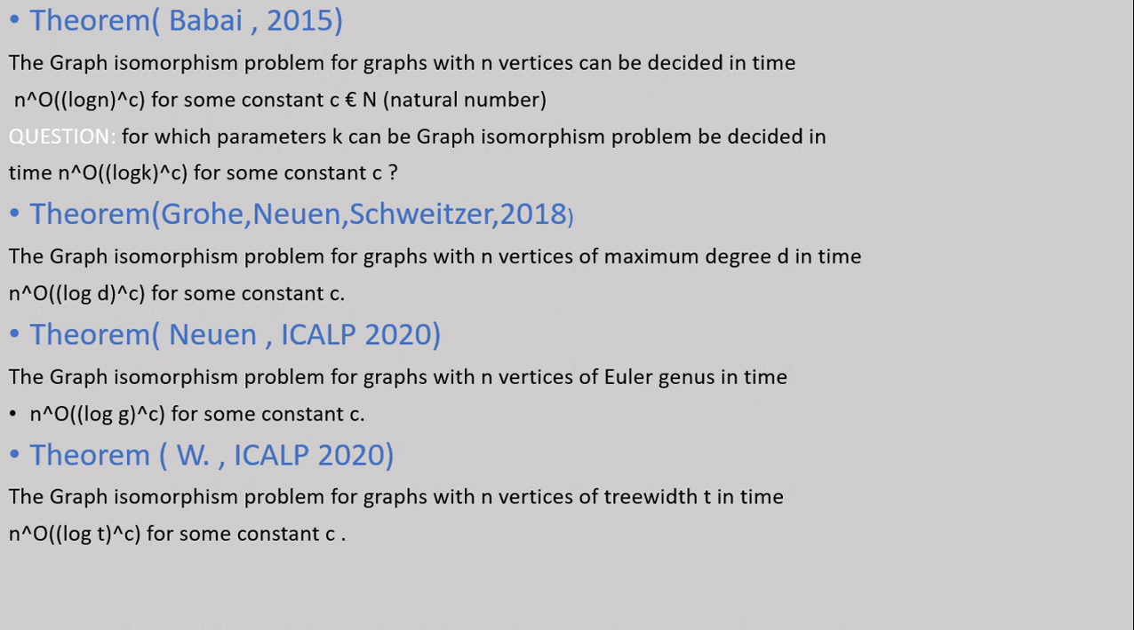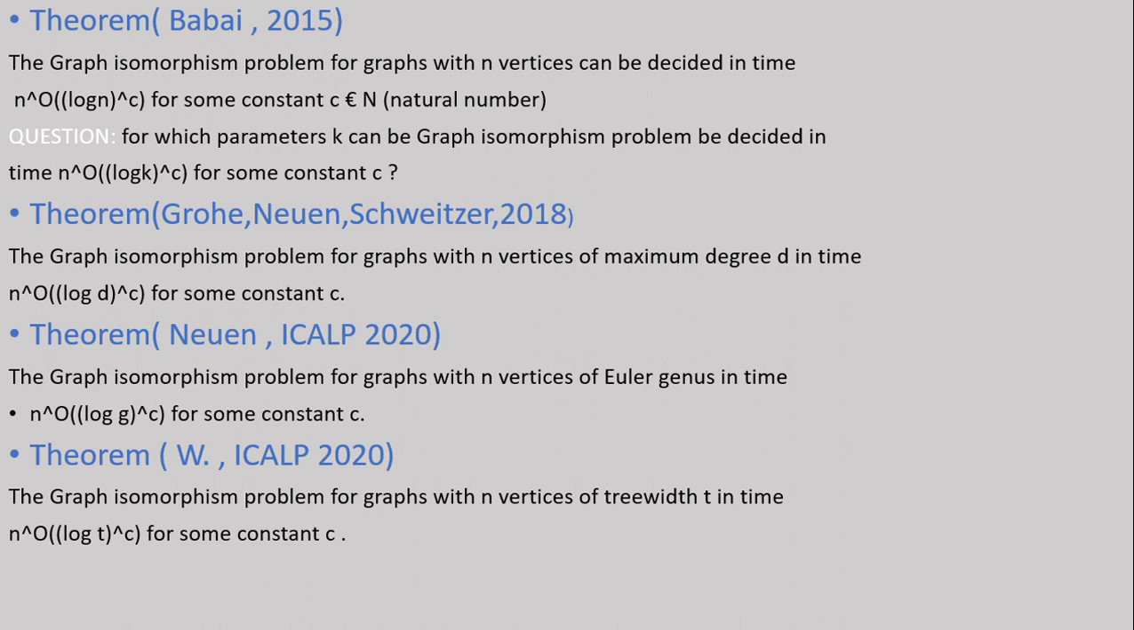Such a running time bound is clearly a quasi-polynomial time bound, as the usual parameters treated, such as the genus of the graph or the maximum degree of the graph or the tree width, are usually bounded by the number of vertices. On the other hand, such a running time bound can also generalize the results.